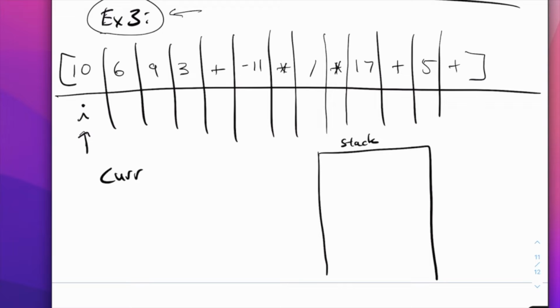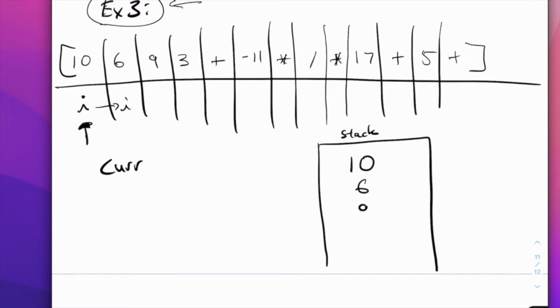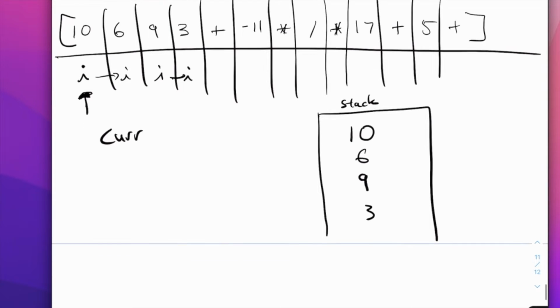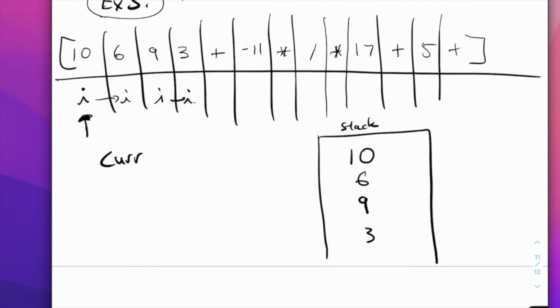Okay, so we are at i is 0 here, right? And since it is an operand, we're going to put it right in the stack, and then move on. Now i is at 6. Push 6 on there. We then push 9 and 3, and so on, because we're moving i over here. We're just seeing numbers, so we're pushing all those. However, when we get to here, let's say cur, our current element, is a plus sign, then we need to pop 2 off of the stack. So we pop 2 off.